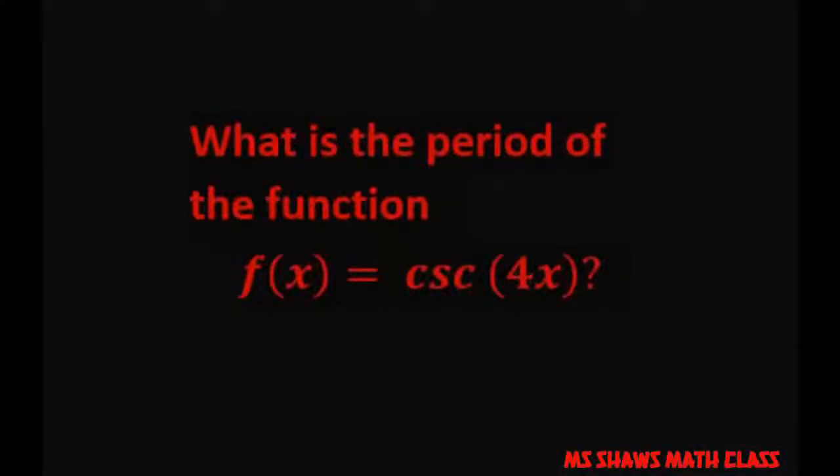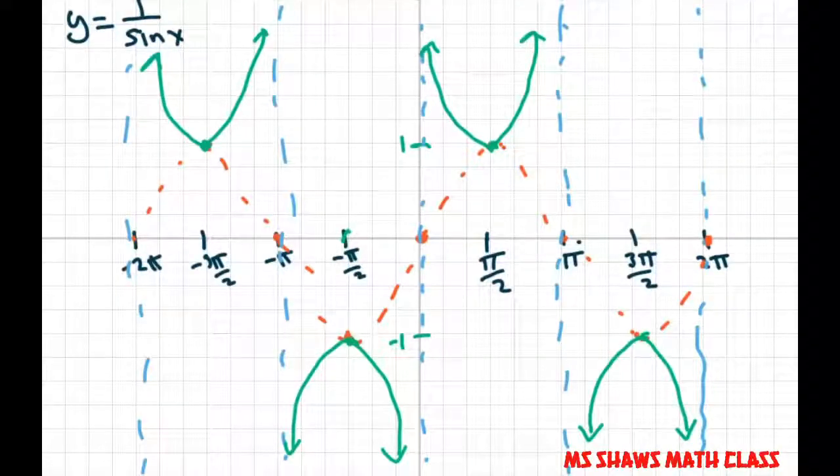Hey everyone, we're going to find the period of the function f of x equals cosecant of 4x. Basically, I drew a graph of cosecant. I first drew my sine, then 1 over sine. So I drew my sine wave to see where my zeros were. You can't divide by 0, so everywhere here we have asymptotes, and I drew my graph.